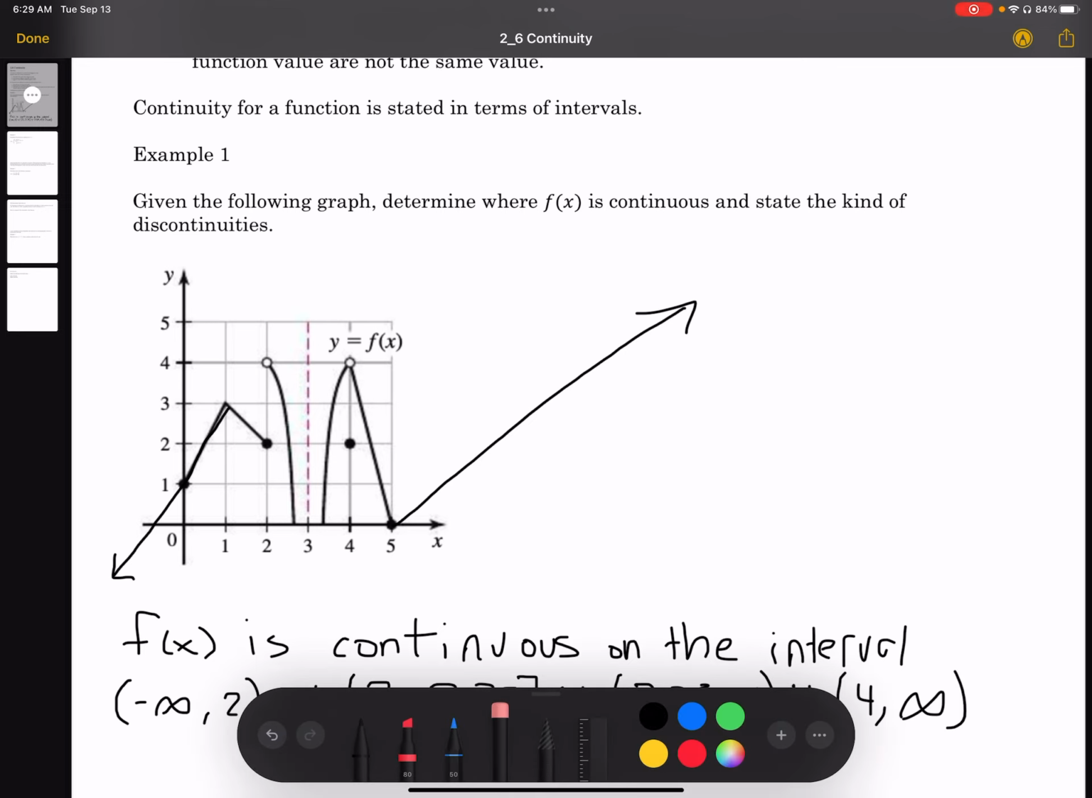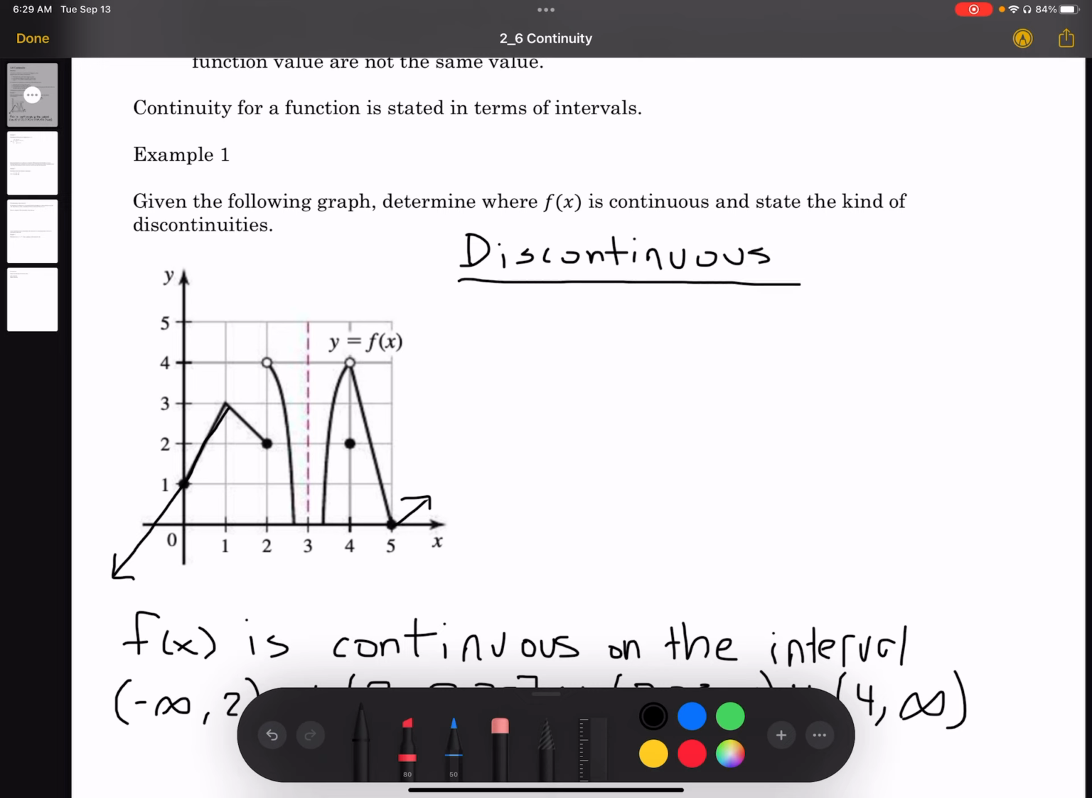So let's talk about where it's discontinuous and state the kinds of discontinuities. All right, one discontinuity is at 2. So we'll write discontinuous. So this function is discontinuous at x equals 2, and that's going to be because the limit as x approaches 2 for f of x does not exist.